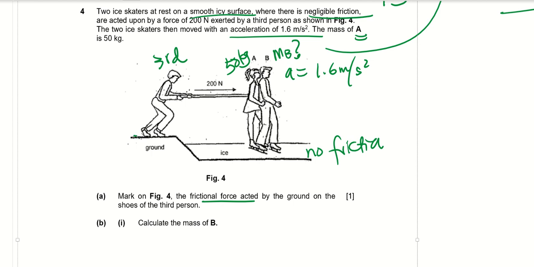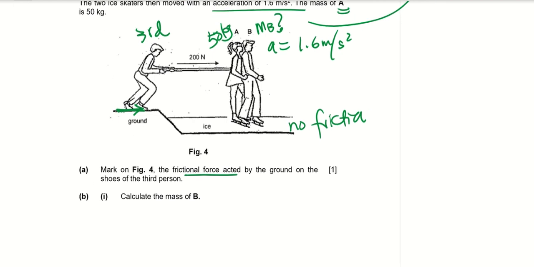So the frictional force should be to the right because he's rubbing his feet. He's trying to push these two people, right? So his feet will be brushing on the floor. So I need y'all to actually try to brush your feet on the floor now. If you brush your feet to the floor, you will find that the floor is pushing you forward, and that is the frictional force.